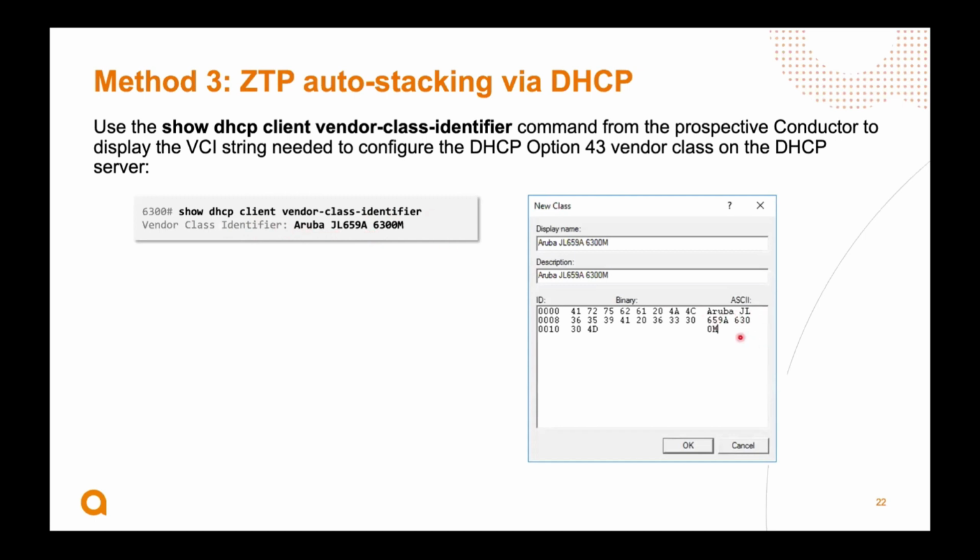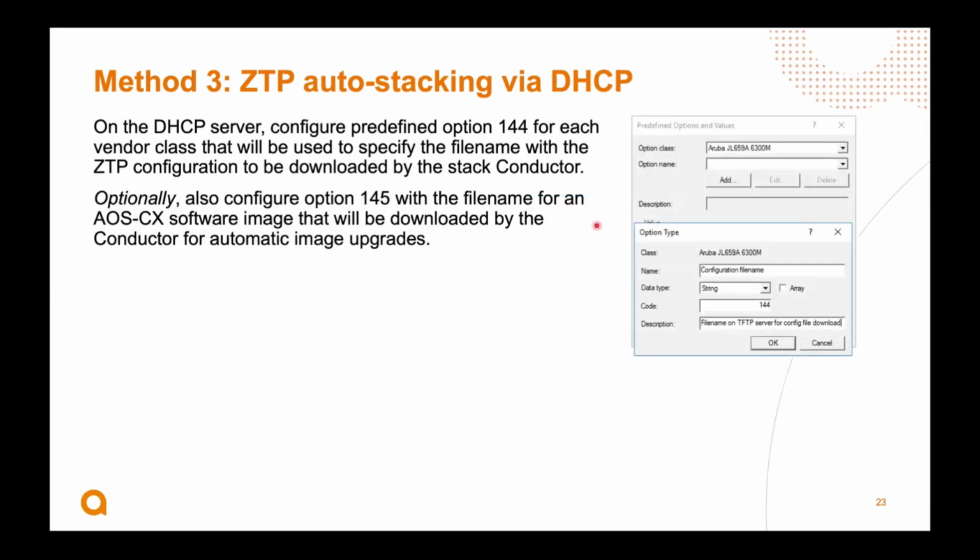So for this example, this is the Windows Server DHCP server vendor class configuration. You enter that string in the ASCII text section of the new class window. And once you've defined the vendor class, then you need to create the predefined options for, at a minimum, option 144 or sub-option 144, which is your configuration file name.